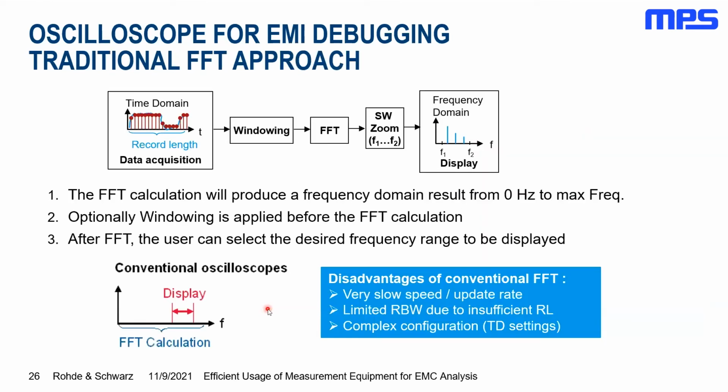What's happening inside the oscilloscopes? For a traditional FFT, we are doing some time domain measurement. We go through the windowing function that was defined. We calculate the FFT. And if we restrict the analysis region, so we restrict the start-stop frequency, that's just a pure software zoom. So in most cases, we will lose resolution, and therefore we are limited in our analysis later on.